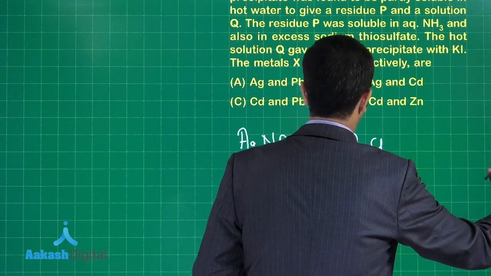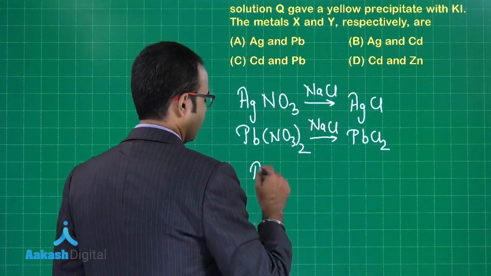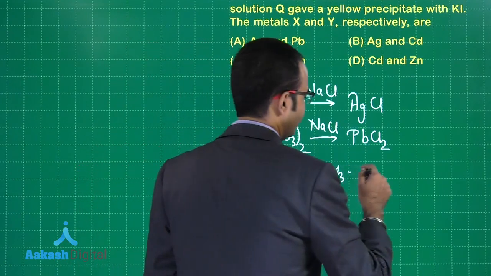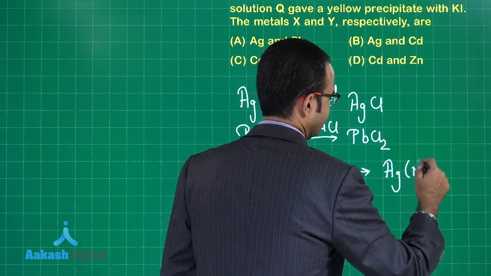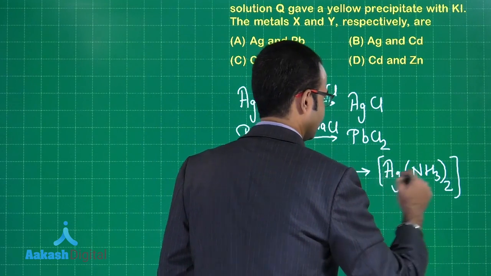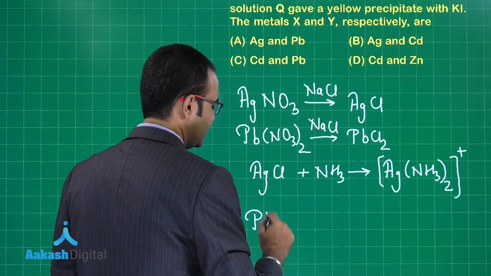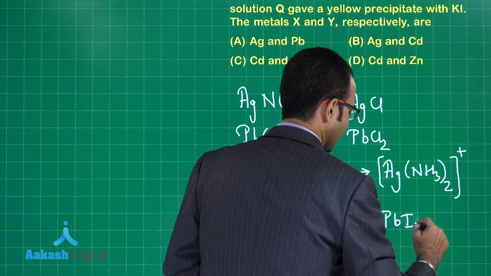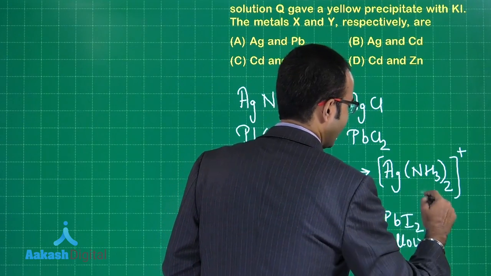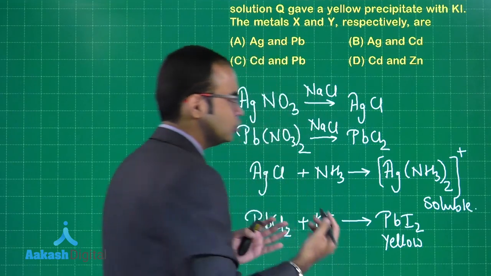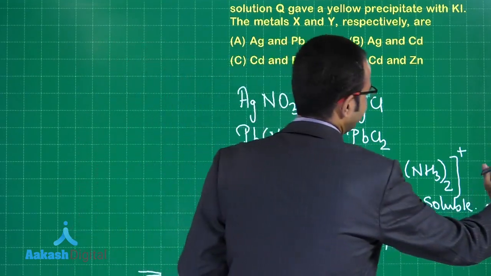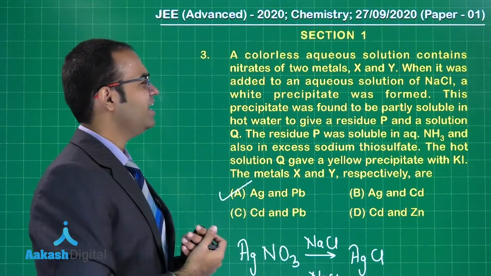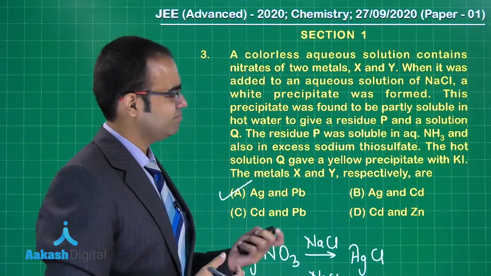Now if I add ammonia to AgCl, what will I get? I will get a complex with Ag, that is [Ag(NH3)2]+, carrying a positive charge. And if I take PbCl2 and treat it with KI, this will give me PbI2. So this gives me a yellow precipitate, and this is soluble, guys. So the answer with respect to whatever data is given to us is option A, guys. I hope you have understood this. Very lengthy but a simple question. Okay, 3 simple questions, guys. Let us look at question number 4.